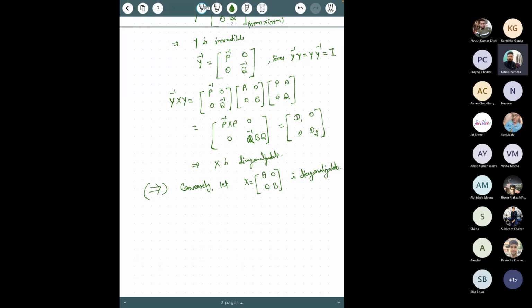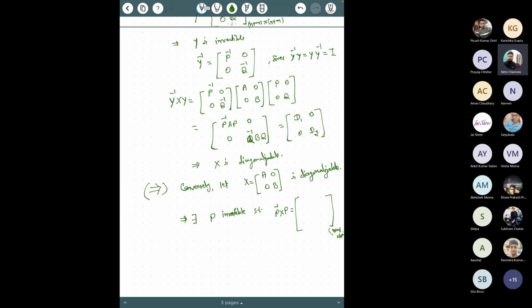Okay, so using this we have to show that A and B are diagonalizable, right? Now X is diagonalizable, so we can say that there exists P of appropriate size, invertible, such that P inverse XP is diagonal, and this diagonal matrix is of size n plus m cross n plus m.